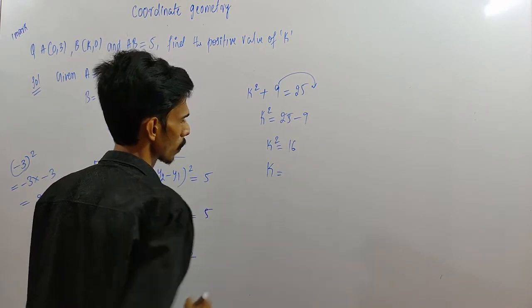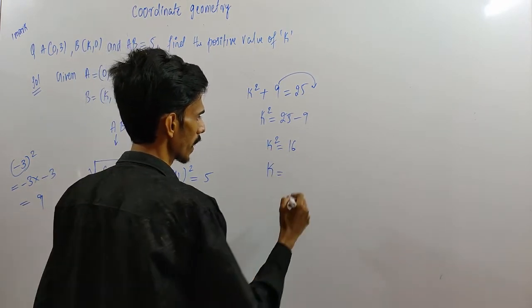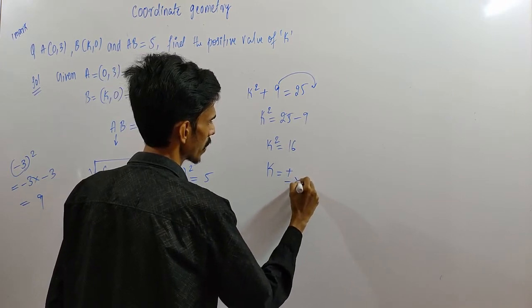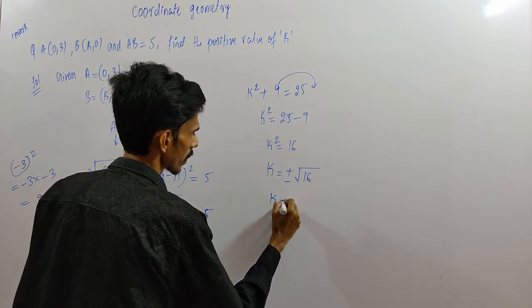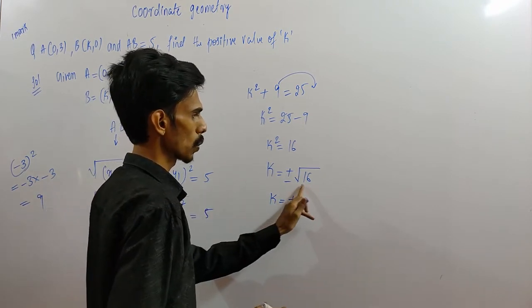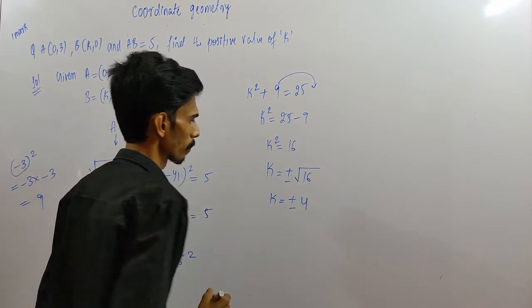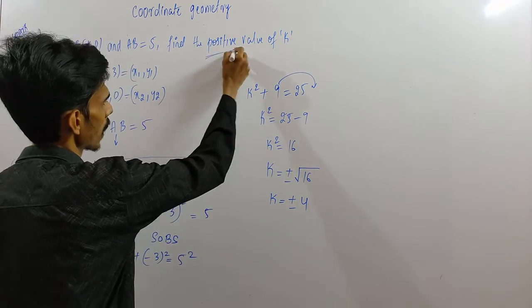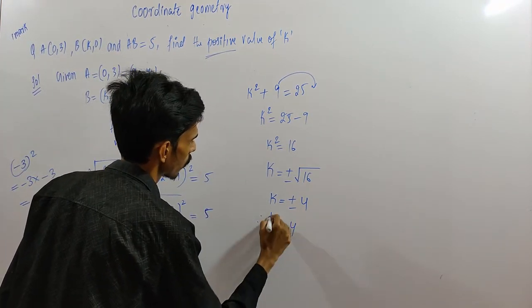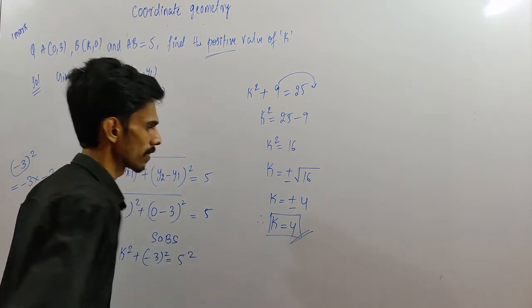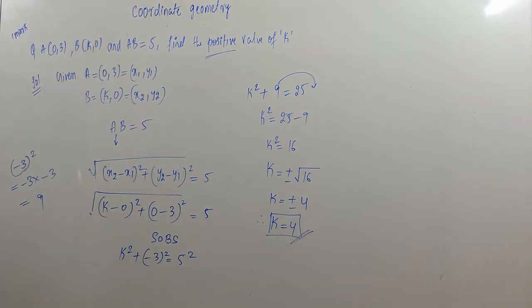We have k is equals to, if we send this square to that side, we have plus minus root 16. Plus or minus root 16 value is 4. Here we want positive value. So hence positive value is 4 only. So this is the answer for this question.